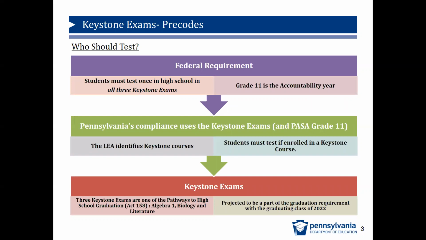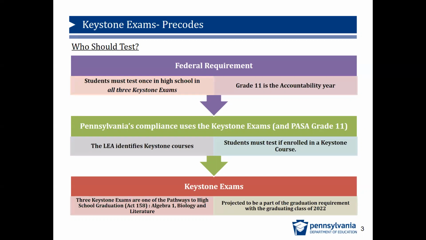Who should test? States must comply with the federal requirement that all students must test at least once in high school in all 3 Keystone exams. Students can take and test in a Keystone exam anytime from grades 3 through 12. Regardless of when or where the student takes the Keystone exam, the student's scores are not attributed until grade 11 for accountability.